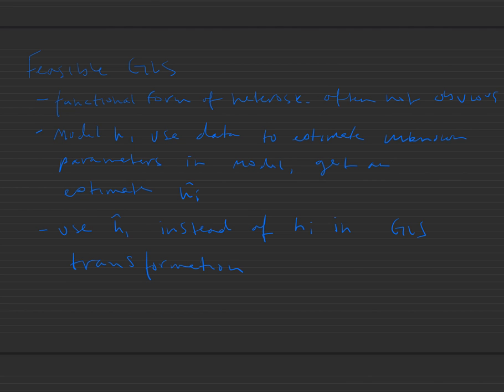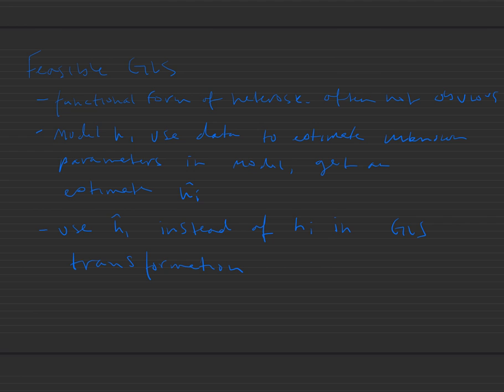In this video we're going to discuss feasible GLS. The functional form of heteroskedasticity is often not obvious, so it can be very difficult to think of what to use for that function h with which to estimate weighted least squares. So what are we to do?